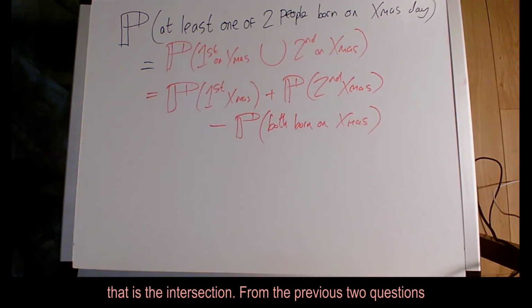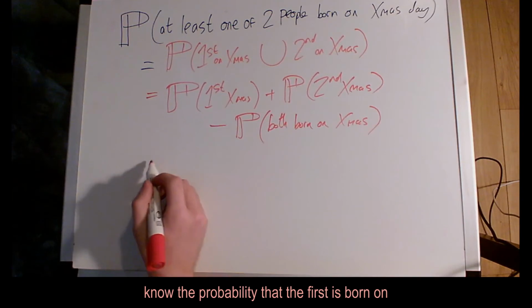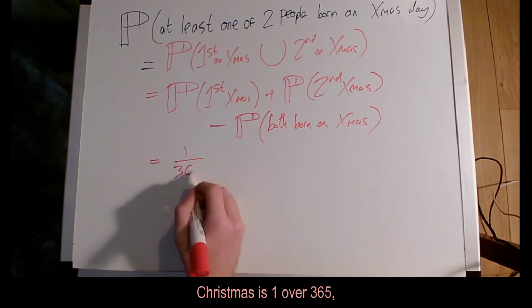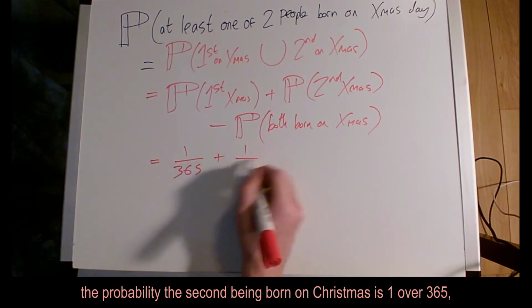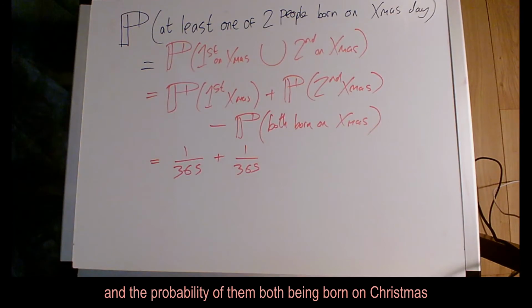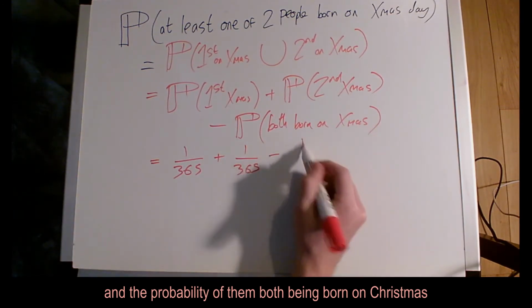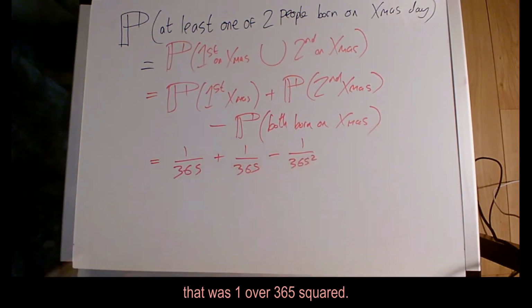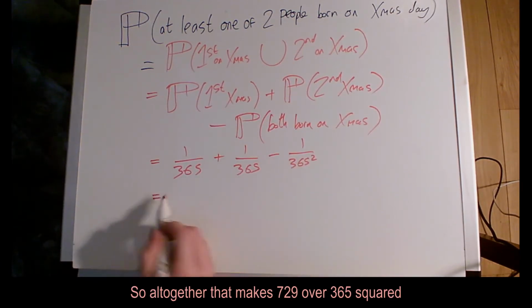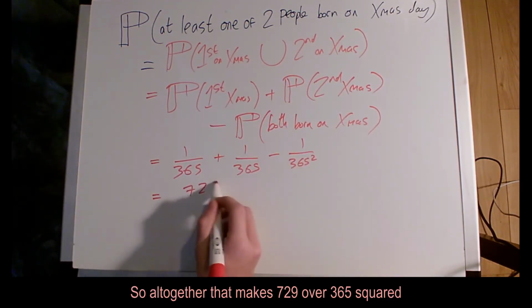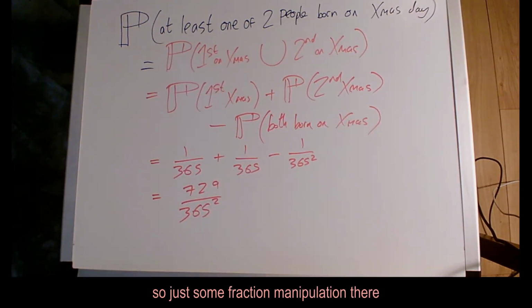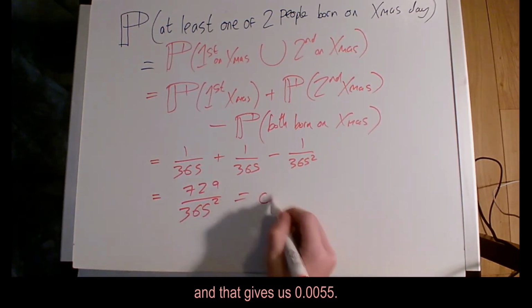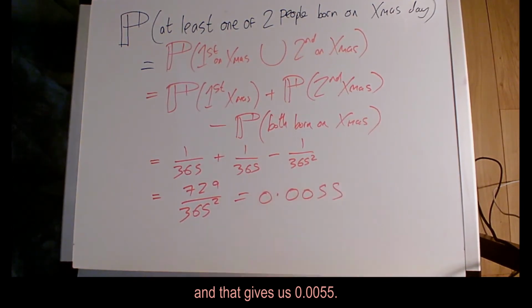From the previous two questions, we know each of these. So we know the probability that the first is born on Christmas is 1 over 365. The probability of the second being born on Christmas is 1 over 365. And the probability of them both being born on Christmas, that was 1 over 365 squared. So altogether, that makes 729 over 365 squared. So just some fraction manipulation there, and that gives us 0.0055.